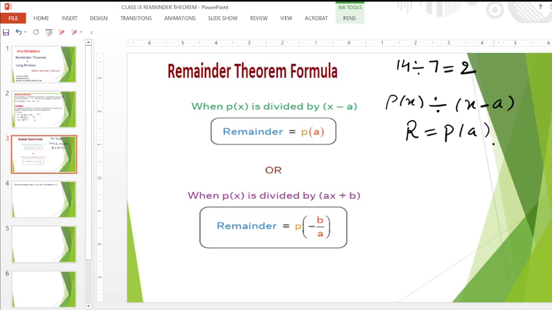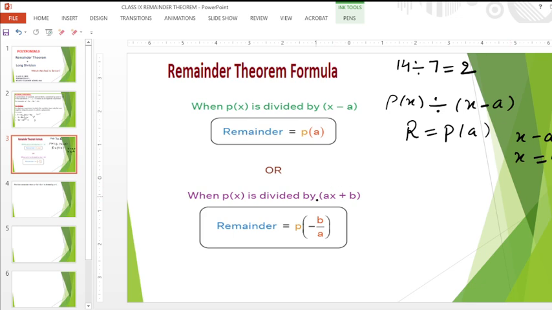So how will you find this? There is a simple trick: whatever the divisor is, you just make it equal to 0 and solve for x. So x is equal to this, minus a will transpose to this side, this you are getting. So substitute this value of x, that is a, in the polynomial, and you are getting your remainder. Okay, let's look here.